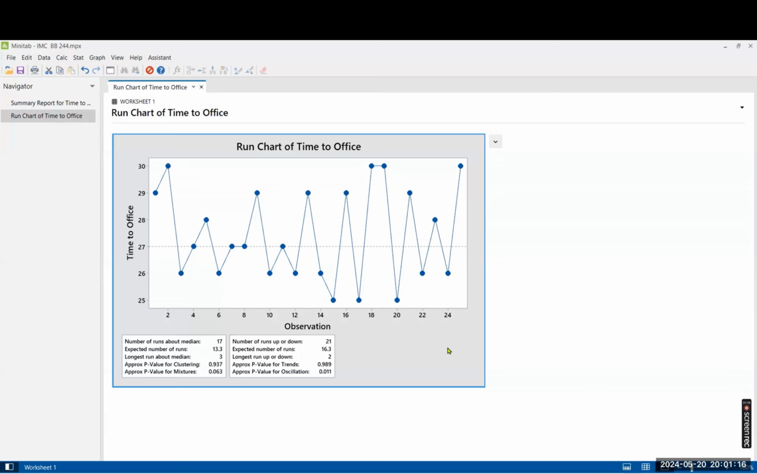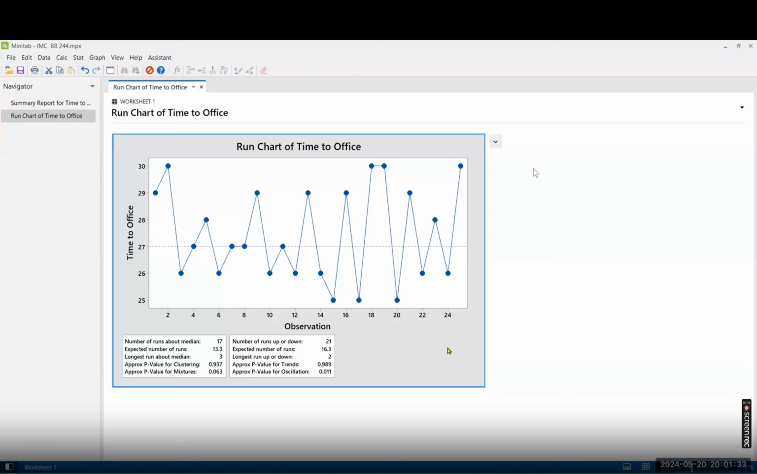Anyone? Is this data random? It seems to be random in the case of clustering, mixture, and trend, but the p-value in the case of oscillation is less than 0.05.